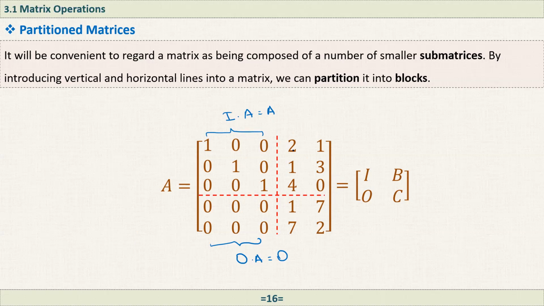For this matrix we have 1, 1, 3, 4, 0, and for this, here we have 1, 7, 7, 2. I'm just using C. It's not any kind of special matrix. So in a very simple form, I can just label the whole matrix like this. And now it looks like a 2 by 2 matrix, right? We know that actually these are all matrices, not real numbers.